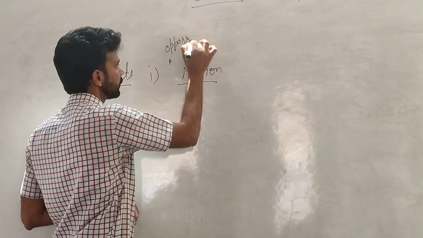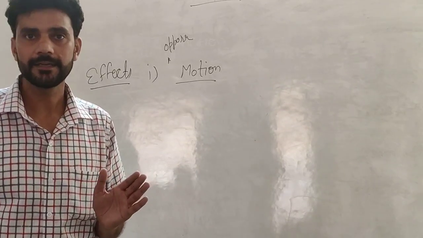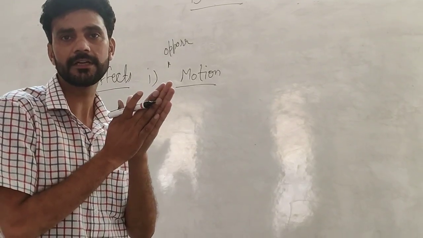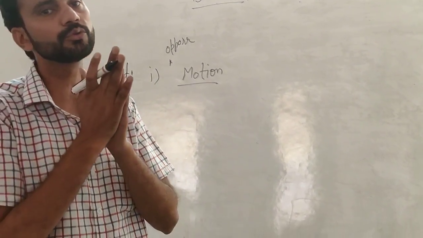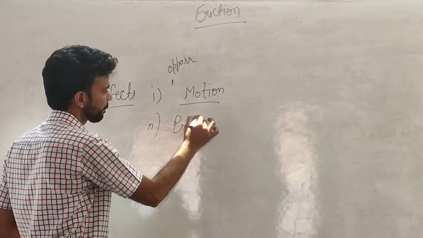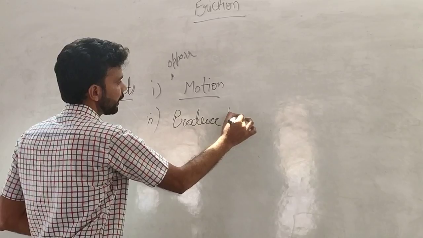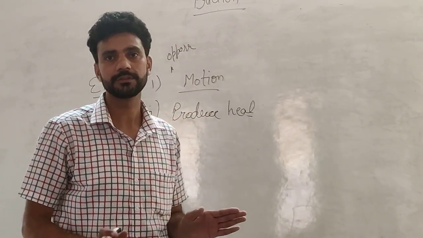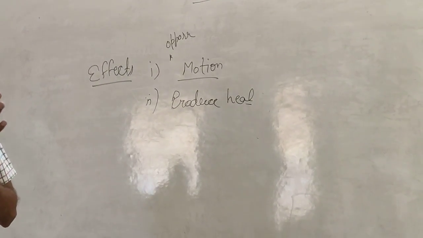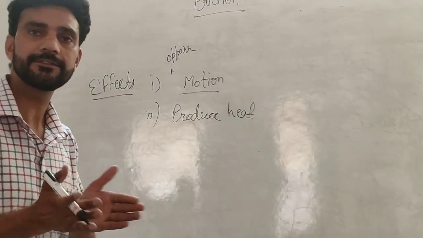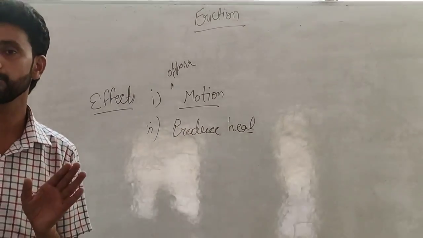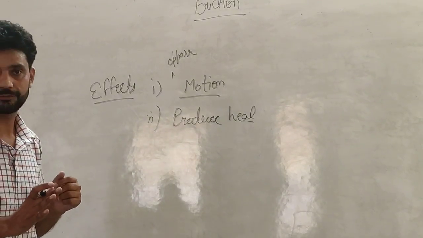It opposes motion. Second, when frictional force is exerted on an object, they will rub against each other, and when they rub against each other, they will produce heat energy. So second, it will produce heat. And that heat is of no use. Energy can neither be created nor be destroyed. When we rub, the mechanical or potential energy will convert into heat energy, and that heat energy is of no use, because that is totally wastage of energy.